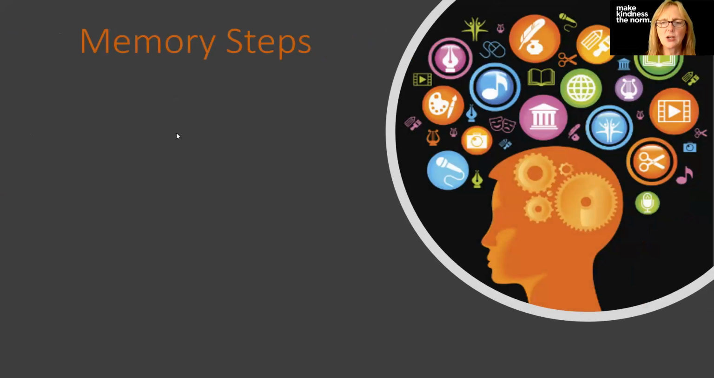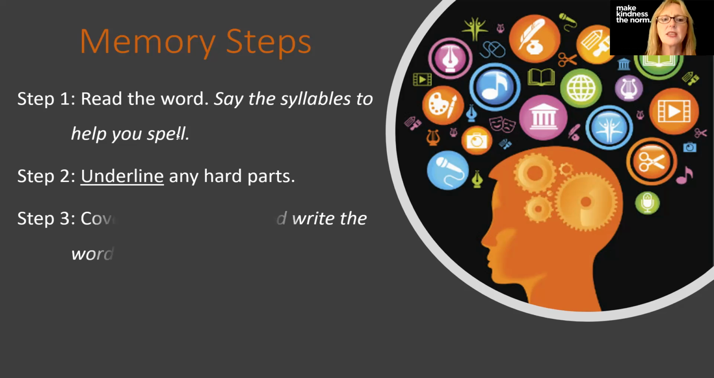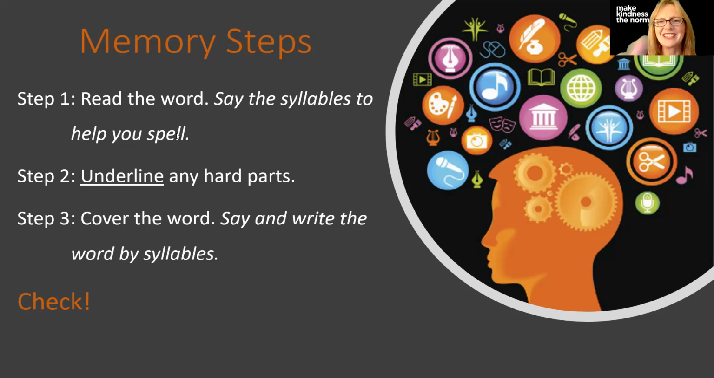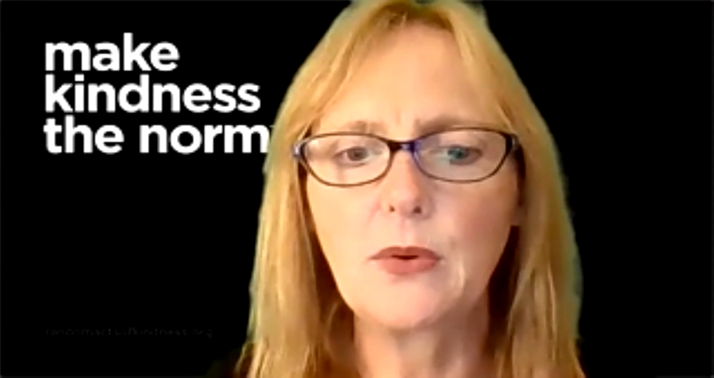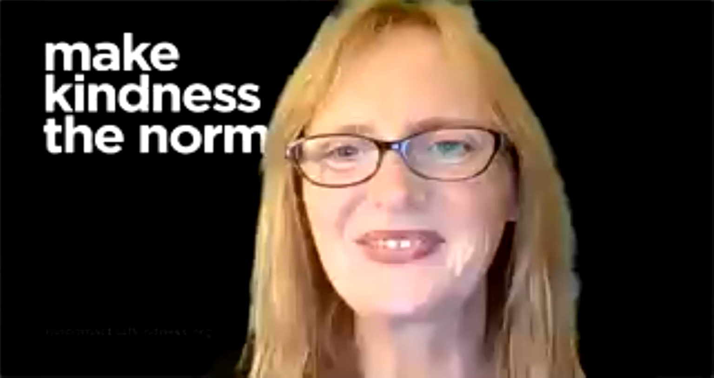And then we are going to go to our memory steps, because as we do more polysyllabic words, we want to remember our memory steps. Read the word, say the syllables to help you spell, underline any hard parts, then cover the word, say and write the word by syllables. And if you write it by syllables, you'll be more likely to get it correct. And then of course, check. All right, go ahead and grab your notebook or grab your paper, and let's do some guided spelling on the whiteboard.